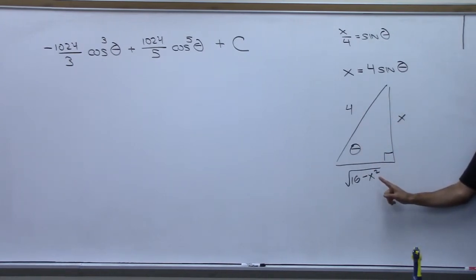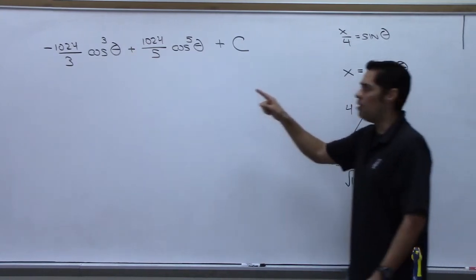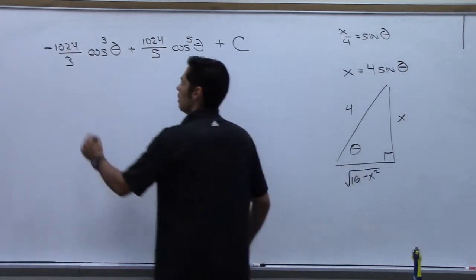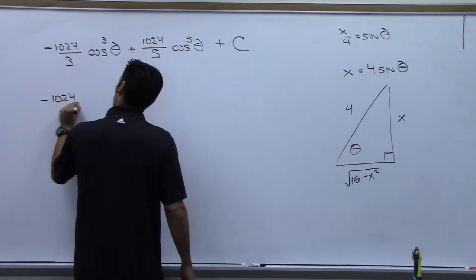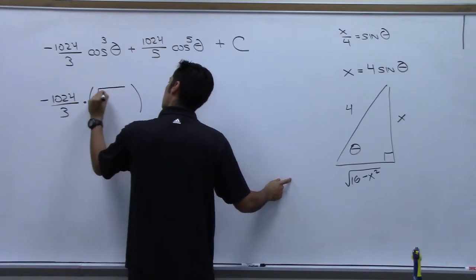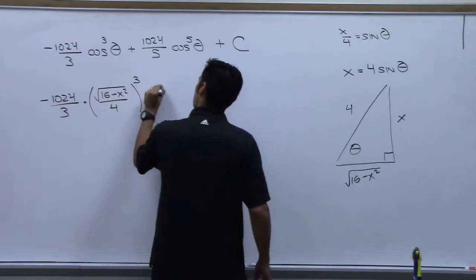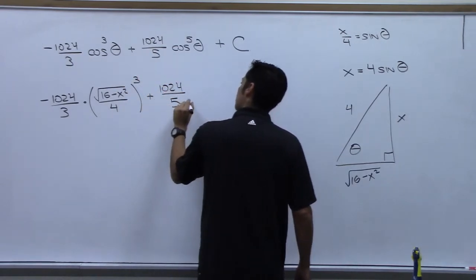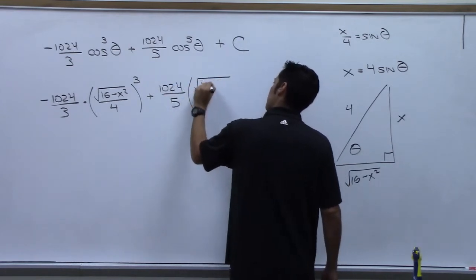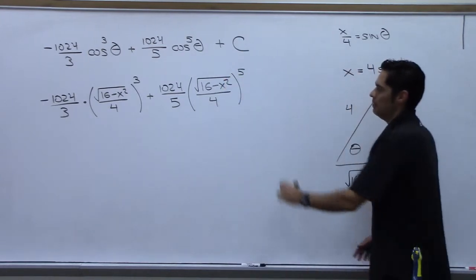Do I need to show that? Sure? Okay. So what's cosine theta? This over 4, right? Cosine theta is this over 4? So I'm going to go back in here and replace all of my cosine thetas with this over 4. So I get 1024 over 3 times, what? Root 16 minus x squared over 4 cubed plus 1024 over 5 root 16 minus x squared over 4 to the 5th power plus c.